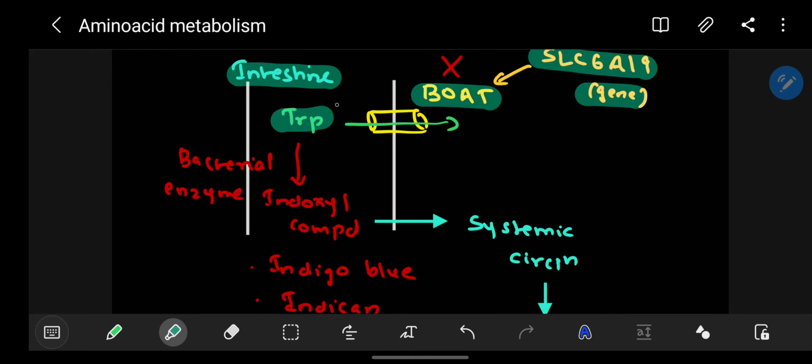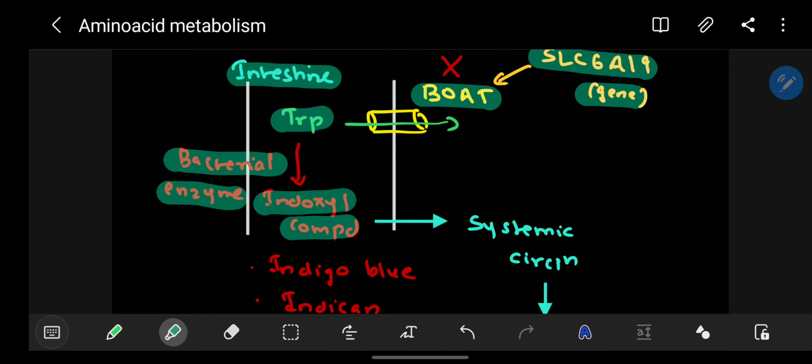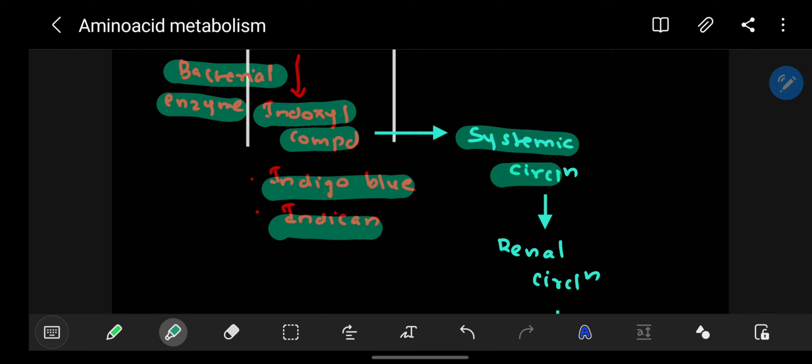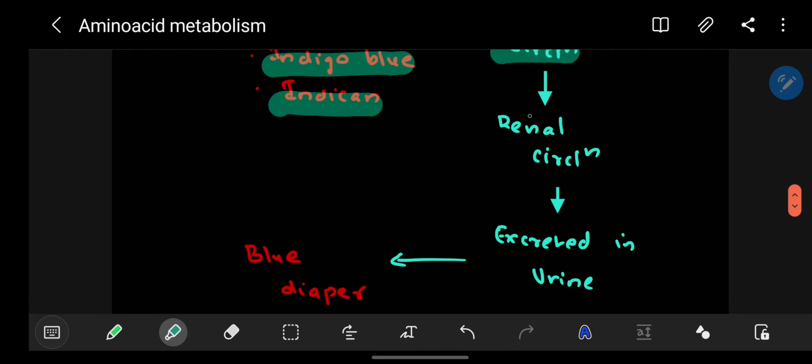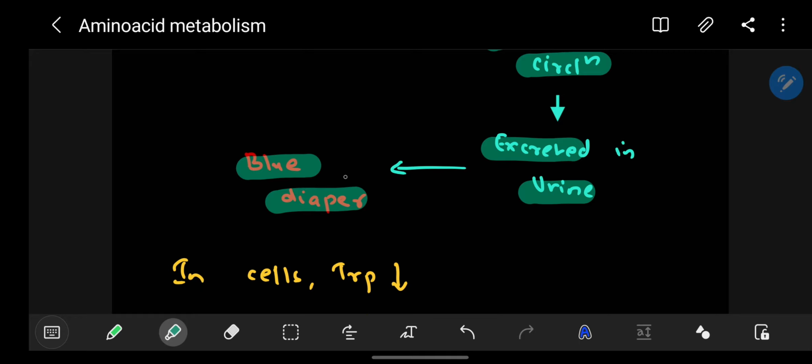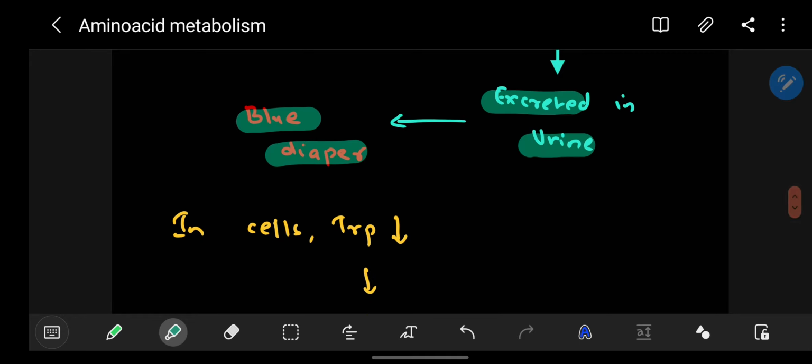As the tryptophan is not absorbed, bacterial enzymes will act in the intestine and it will be converted into indole compounds such as indigo blue and indican. These indole compounds will be taken into the systemic circulation and eventually into the renal circulation. From there they will be excreted through the urine, and there is a blue diaper. The blue diaper is due to the indigo blue.